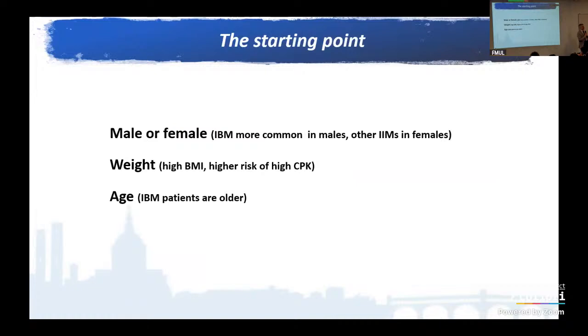As a starting point, please observe whether the patient is male or female, because you should remember that inclusion body myositis is more common in males, whereas other forms of myositis are more common in females. The weight, because with higher BMI there is a higher risk of high CPK, and then the age, because people with IBM are generally older with respect to other patients with other conditions. So this is the first point to be addressed.